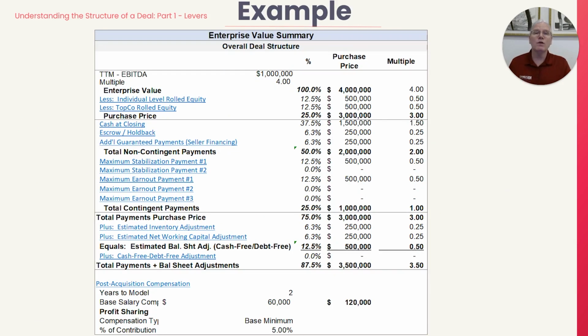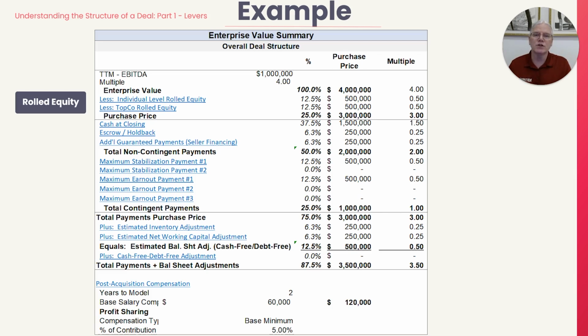Okay, now that we've walked through those details, I hope you're having a more sophisticated understanding of what a transaction actually can look like. Well, let's take a look at it with some of the numbers here. As you can see in this example, we've got $1 million worth of earnings called EBITDA, and we've got a 4 multiple in there. The first section is that we've decided that we're going to roll 25% of the business going forward, split between individual and Topco. So as you can see, the 4 multiple along the right is actually a purchase price multiple of 3.